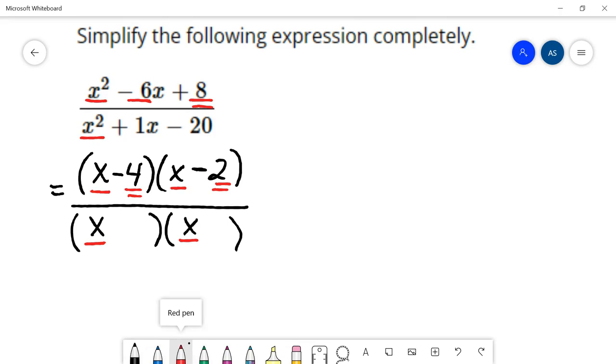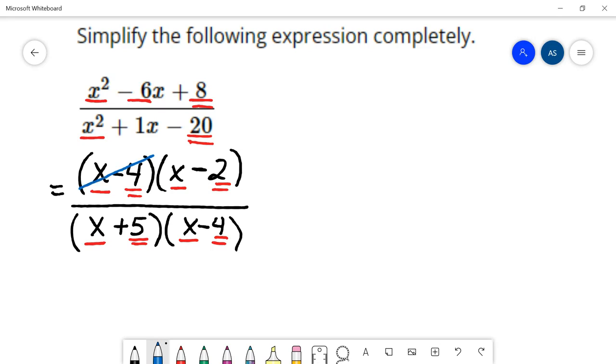The numbers in the back need to multiply to be 20. So we're going to use 5 and 4, 5 times 4. And we need a plus on the 5 and a minus on the 4 to get that positive 1 in the middle. Once we get it factored, and when you guys are doing this, make sure that you are double checking that your factoring is correct. So we do have it factored correctly, and now we look for common factors.